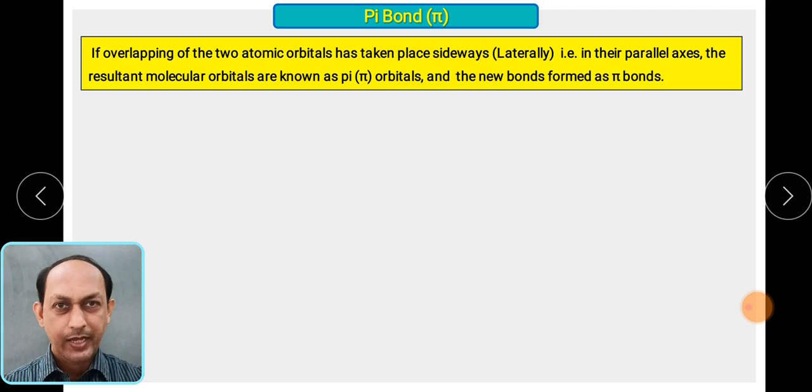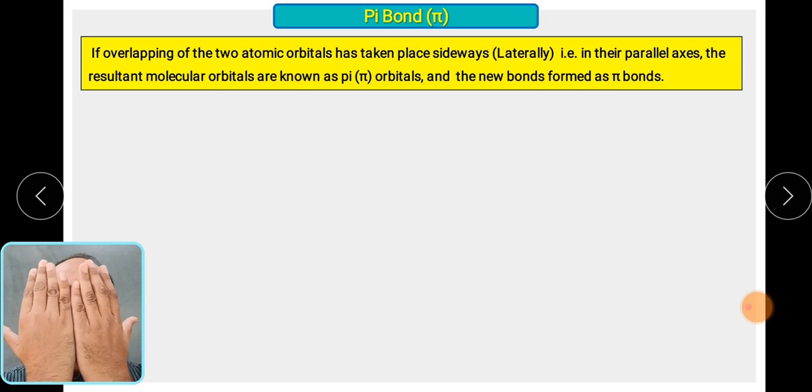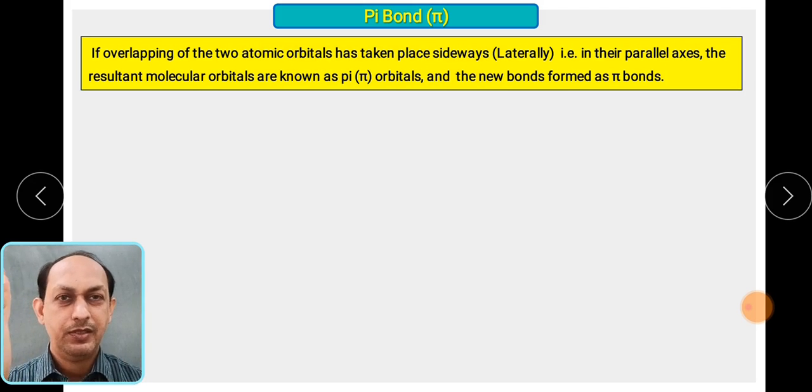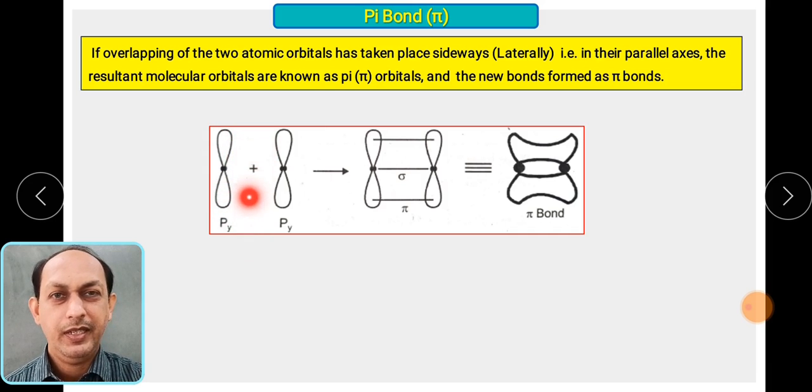Laterally, when overlap takes place, you can say that in that case the overlap just takes place above the axis and below the axis. So the resultant orbitals are known as pi orbitals. The new bond formed is called a pi bond. So these p orbitals we have seen in case of ethene, acetylene, carbonyl compounds. So this is how sidewise overlap takes place, and this particular bond is pi bond.